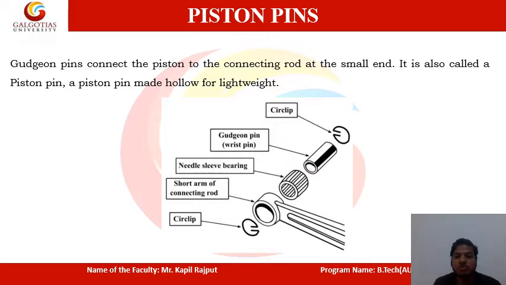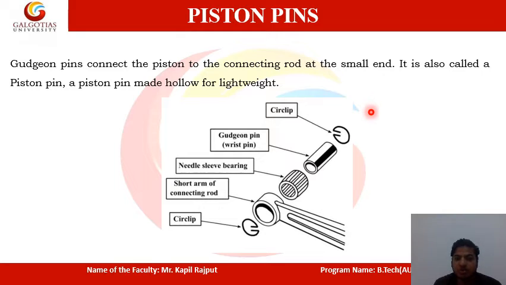Now come to the piston pin. I have already informed you what the piston pin is. This piston pin is also known as the gudgeon pin. The gudgeon pin connects the piston to the connecting rod. The pin that is used to connect the smaller end of the connecting rod to the piston is known as the gudgeon pin. It is also called a piston pin.